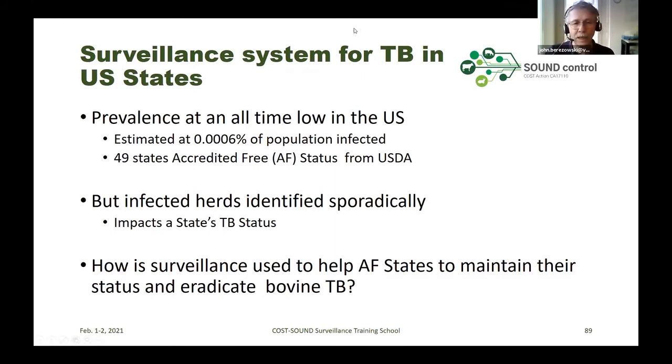So this is an example that I use from the United States to talk about a surveillance system in US states. Each US state has to prove that they're free from tuberculosis. They have to estimate that there's less than 0.0006% of the population infected. And each state must do this with surveillance and present the results to the USDA for accreditation.